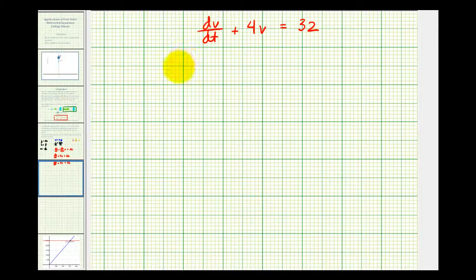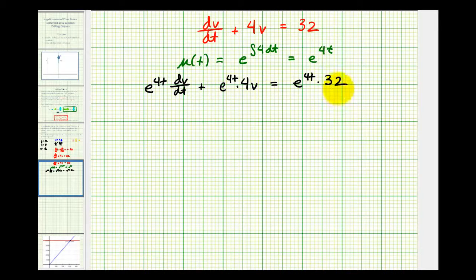Our integrating factor, mu of t, is going to be equal to e raised to the power of the integral of the function being multiplied by v, or in this case, just the constant 4 dt. So the integrating factor here is going to be e to the power of 4t. Now we're going to multiply everything in this equation here by our integrating factor.